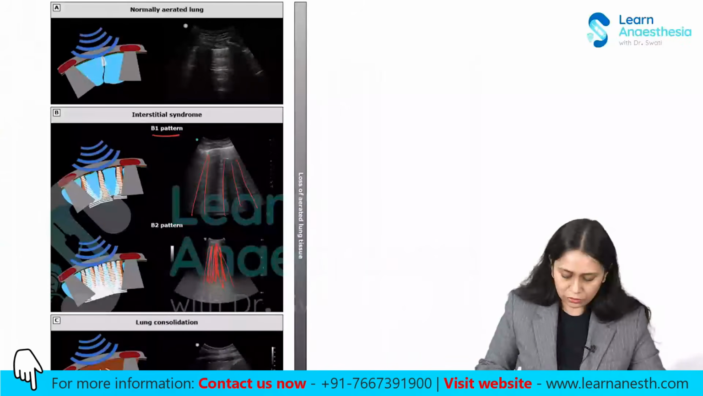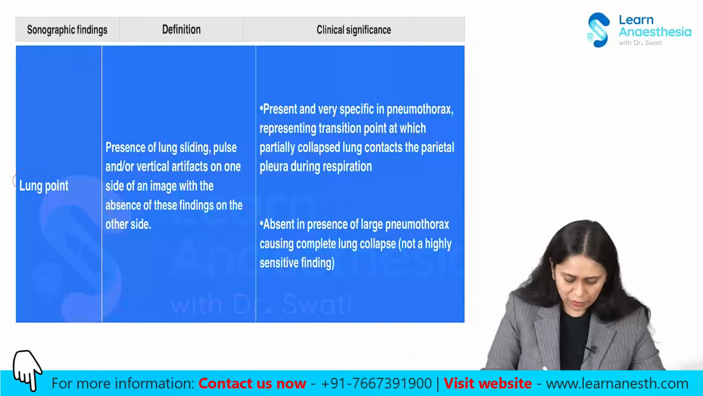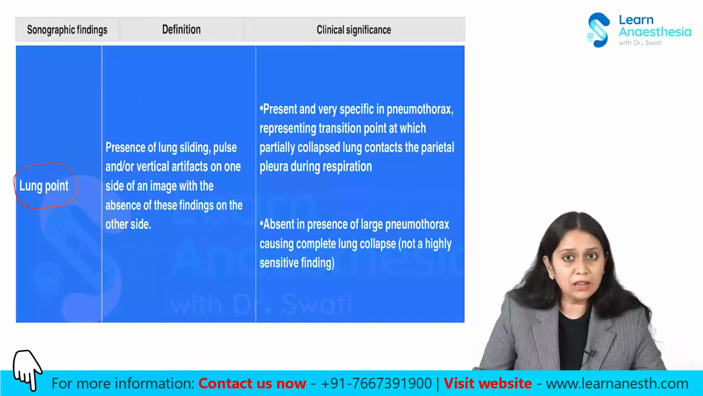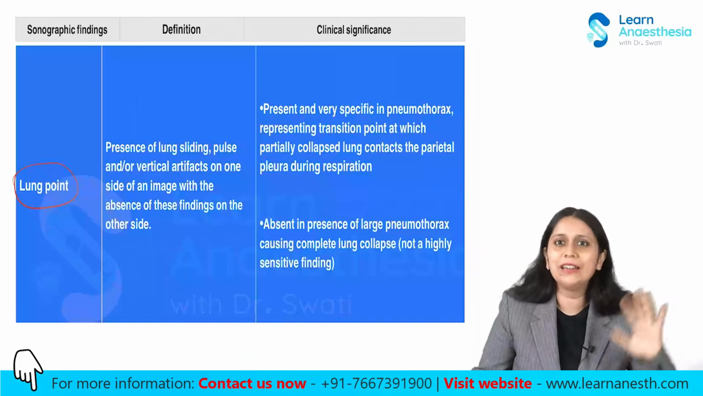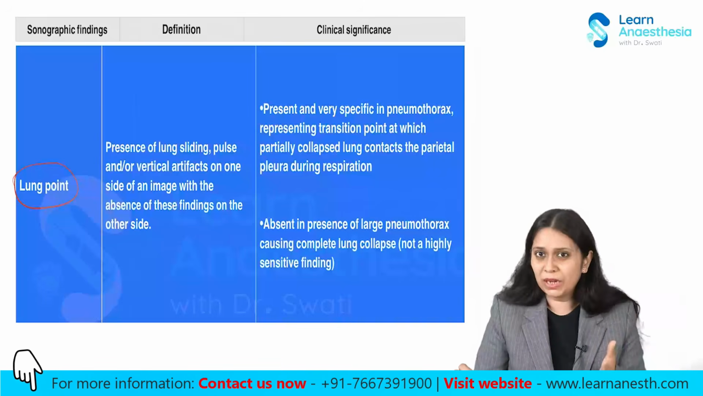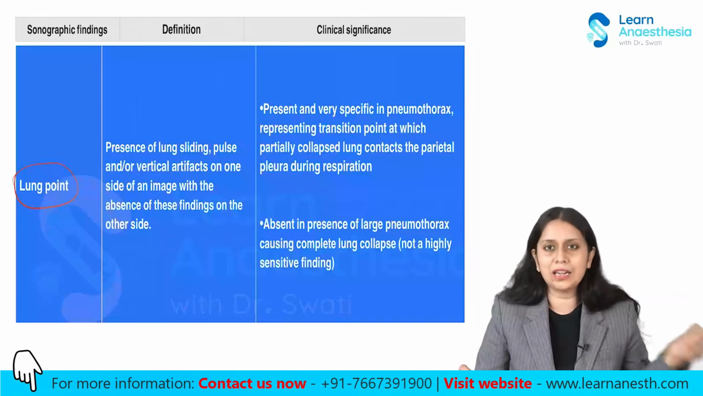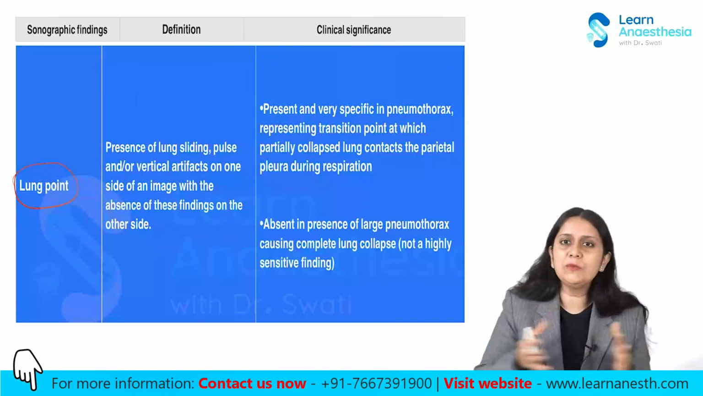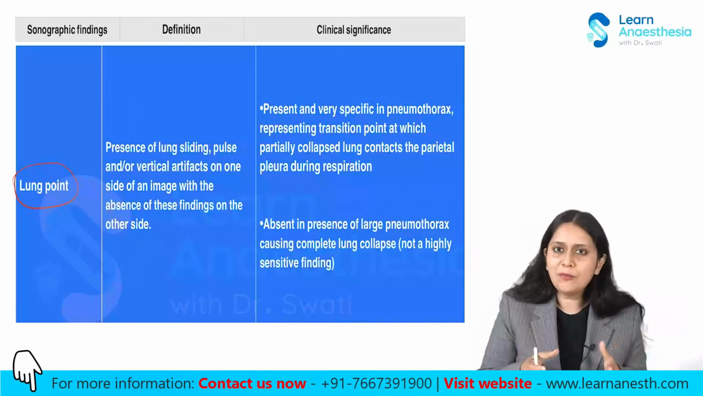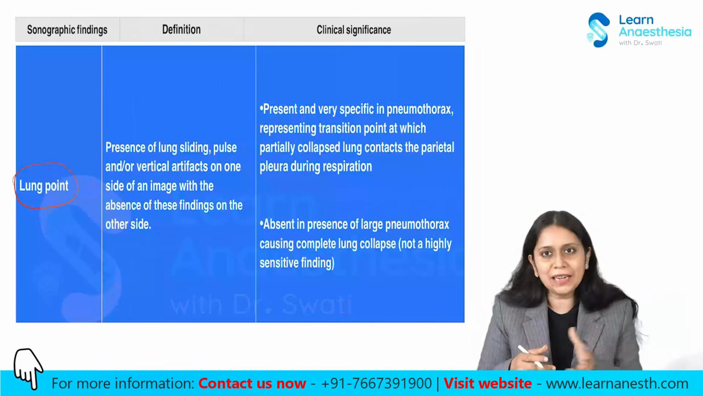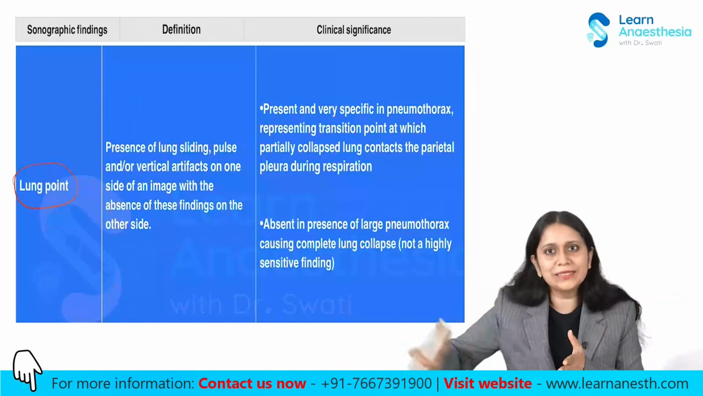Okay, so let's talk now about the lung point. The lung point is a sign which is very specific for pneumothorax, right? Lung pulse and lung point are two different things, so never get confused. Lung pulse is the normal, subtle rhythmic movement of the pleura that we see in synchrony with the cardiac pulsation, because of the transmission of the cardiac pulsation to the lung tissues. The lung point is a point at which the sliding sign is not present, and beyond that point the sliding sign will be present.